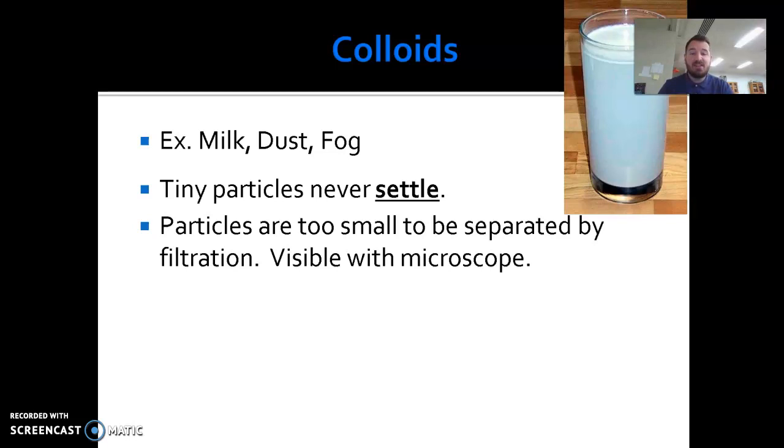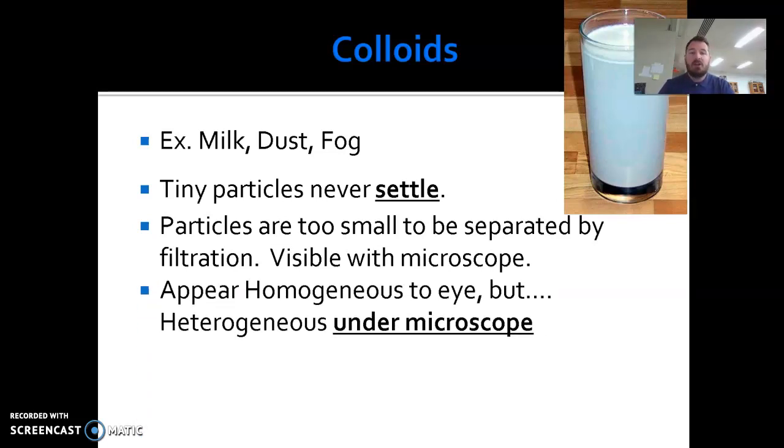But we can see the particles of colloids with a microscope. Colloids look or appear homogeneous to the eye. So when we're just looking at a glass of milk, it looks like one uniform mixture. But we know under a microscope that it's actually heterogeneous, because we can see that it is not uniform throughout.